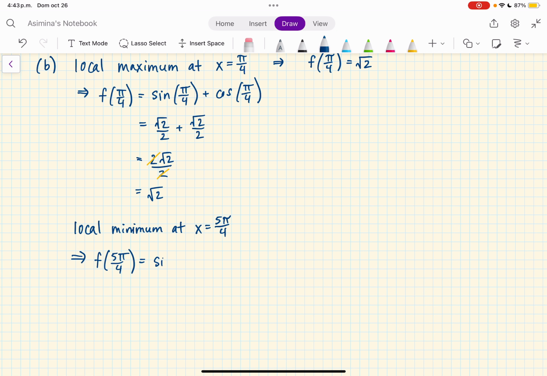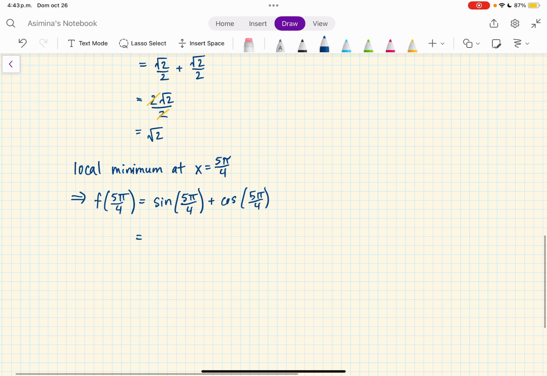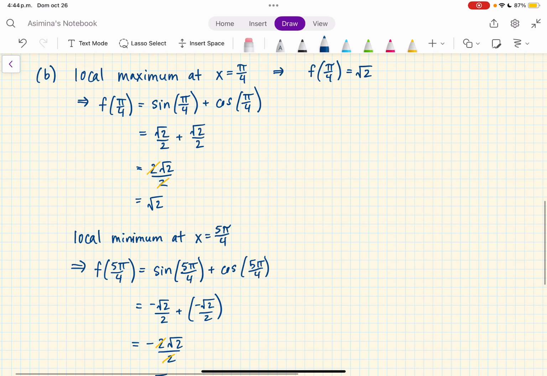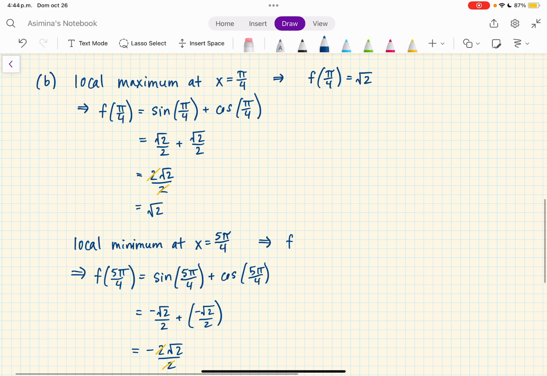So this is sine of 5 pi over 4 plus cosine of 5 pi over 4. So this is equal to minus root 2 over 2 plus minus root 2 over 2. So this is minus 2 root 2 over 2. So we can cancel out the 2 from the numerator and denominator, and we're left with minus root 2. So this local minimum is f of 5 pi over 4 equals minus root 2.